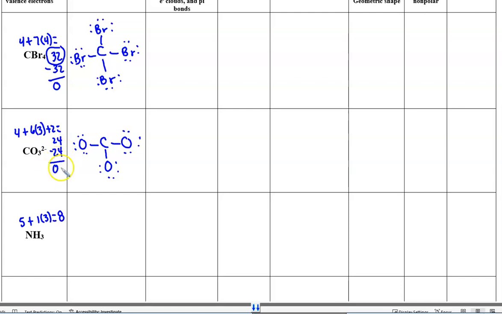But we have a problem with this one. The carbon needs to have 8, and right now this carbon only has 2, 4, 6. But I can't give it any more electrons. So what you do is you're going to pick one of the oxygens. I'll pick this one. And I'm going to erase 2 of these electrons, and I'm going to draw a double bond.